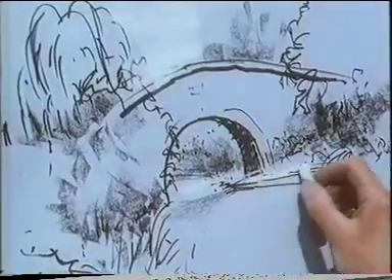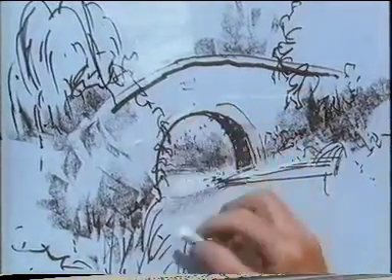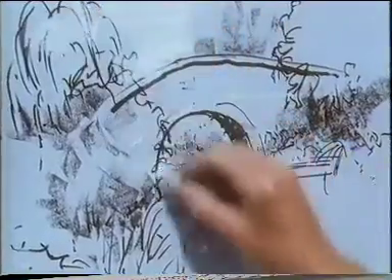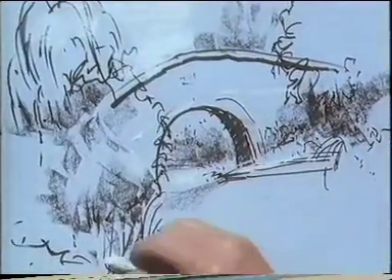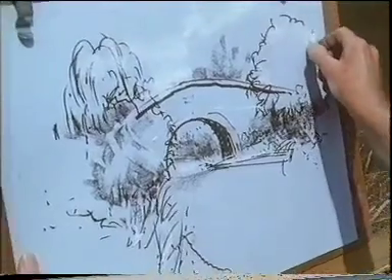Now we'll use some bit of white to just highlight some of these pieces in the picture. It's particularly on the towpath. It's a little bit in places on the bridge and the tops of the trees. And I think that's where we'll leave it for today.